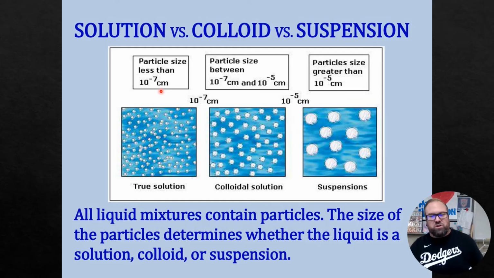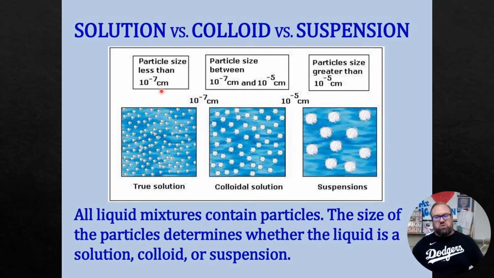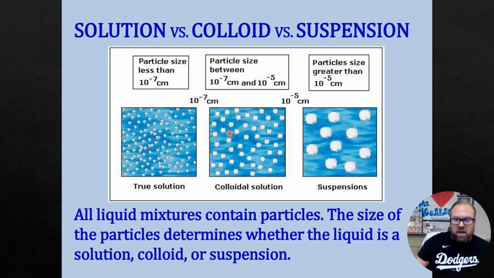In most true solutions, like if you take table salt and mix it into water, so long as you don't go above the solubility amount, that table salt, when you stir, will disappear, okay? But particle sizes are less than 10 to the minus 7 centimeters. So in a solution, they're so small, the water is able to completely surround and actually block them from our view. That's why we can't see them. In a colloidal solution, they're so small that our eyeball can't distinguish between them. And in suspensions, we can actually see many of those particles floating around.